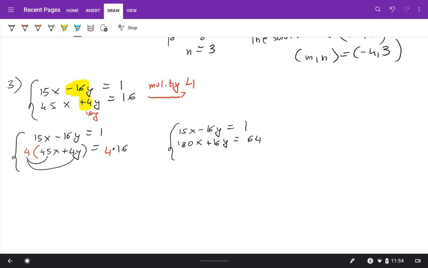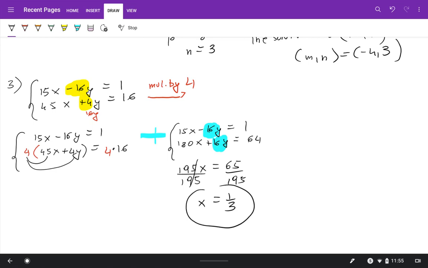Now, when we finally have opposites in front of y, I'm going to add those equations together. And that will give us 195x equals 65, and just divide each by 195 to solve for x. So we end up with x equal 1/3.